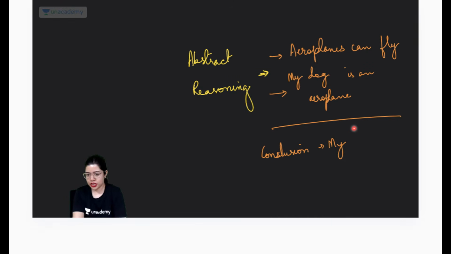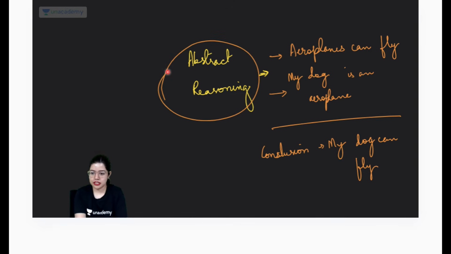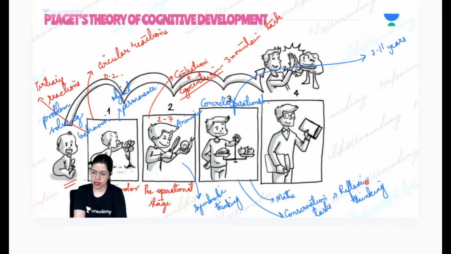If you say this to a concrete operational child, they will say you're talking nonsense. Don't talk like this. This is abstract reasoning, and this is something only a formal operational child will be able to do. Very good for noticing, it is general to specific. Yes, absolutely. By reflexive thinking, we mean reversibility is nothing but reflexive thinking.